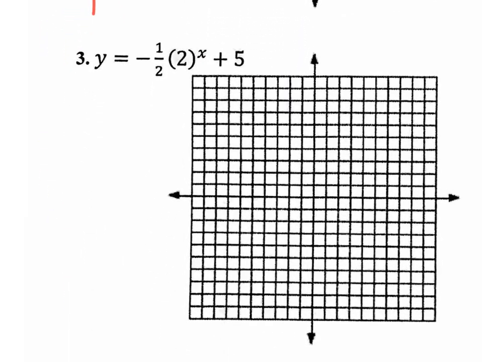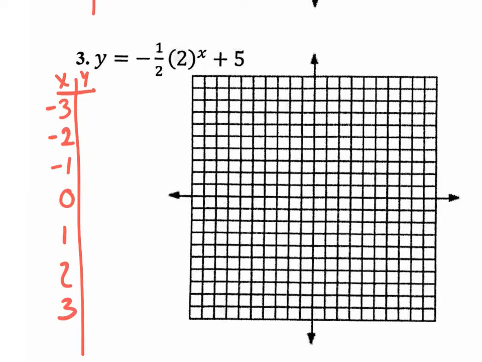Are we going to have to shift on this guy? Yes, because there's a plus 5 at the end of it all. So once again, let's start with the xy table. Let's plug in some consecutive integer inputs from -3 to +3. And then let's take our time and plug in 0.